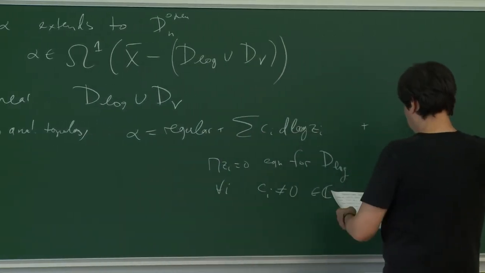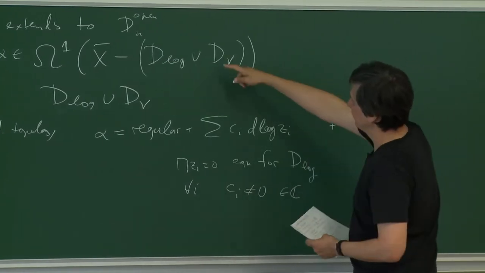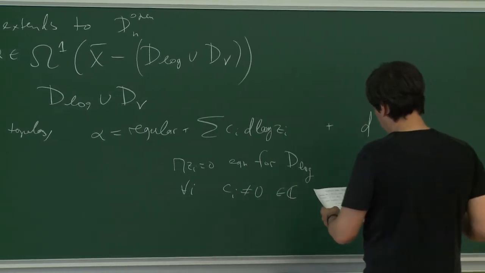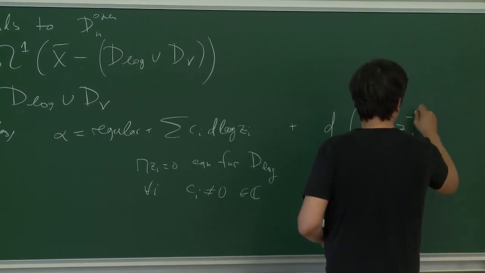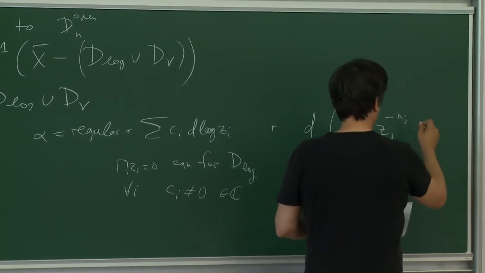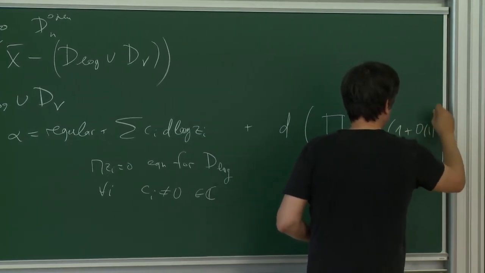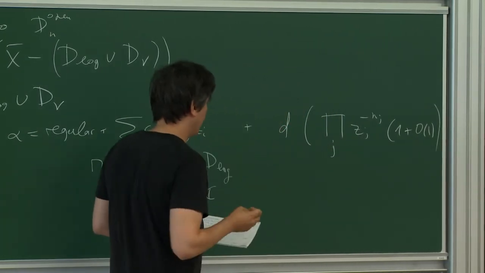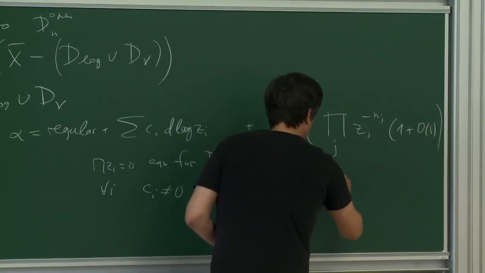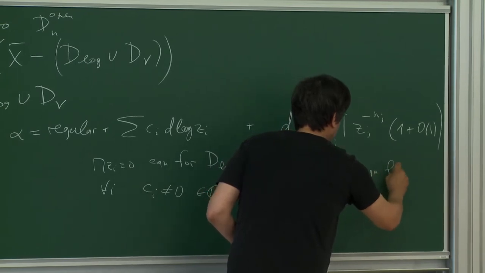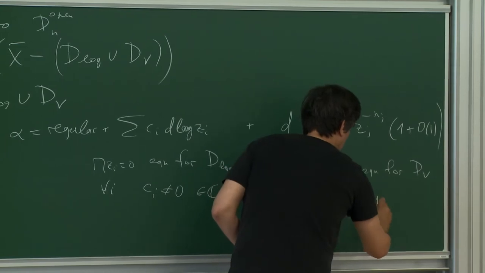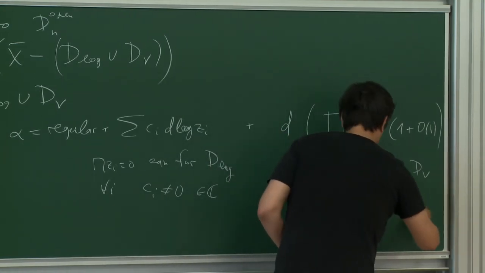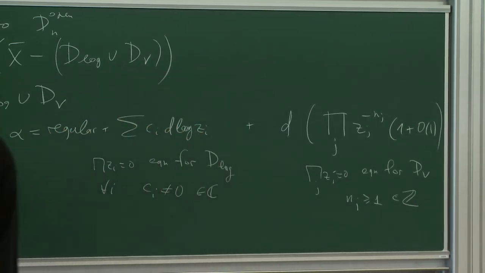And plus a second part, which will be near the vertical part. When you think in terms of functions, it will be the product over some other variables z_j to some power n_j, multiplied by 1 plus something, where the product of z_j equal to 0 is the equation for the vertical part, and n_j are strictly positive integer numbers. So one can make such a picture at infinity.